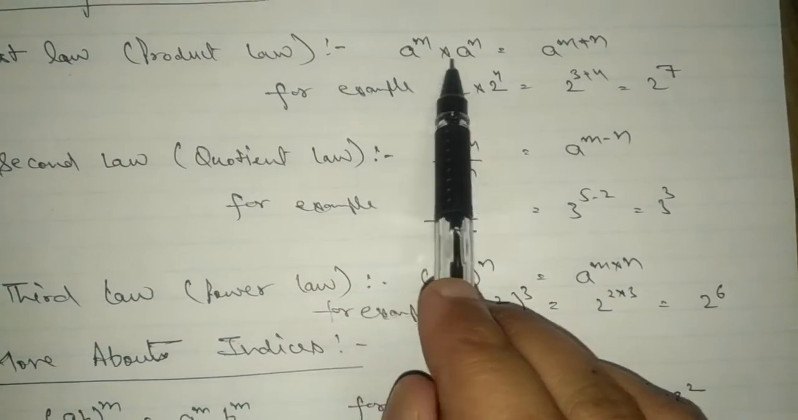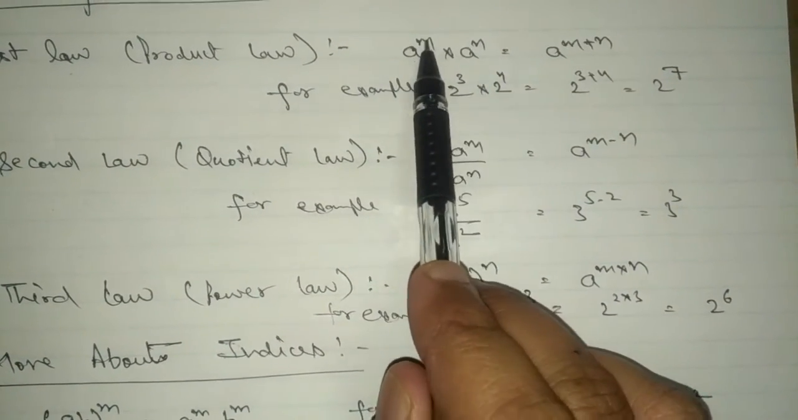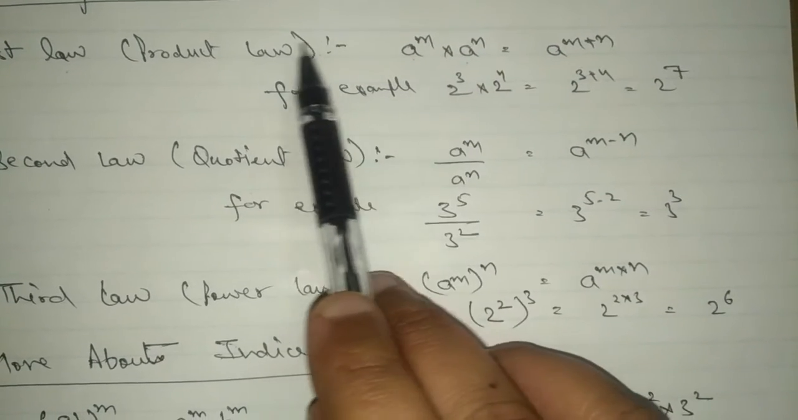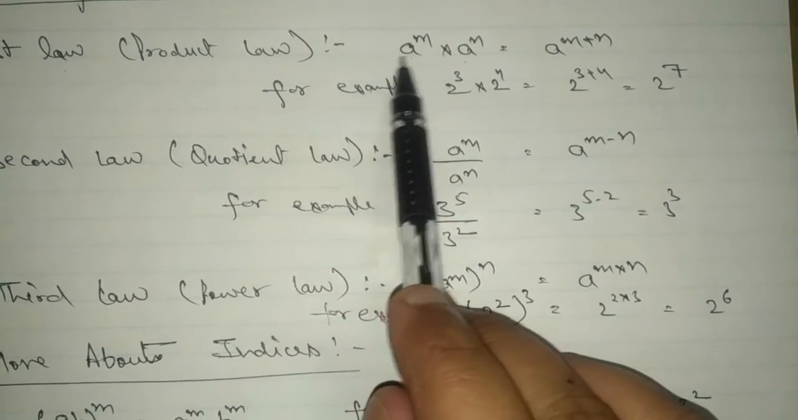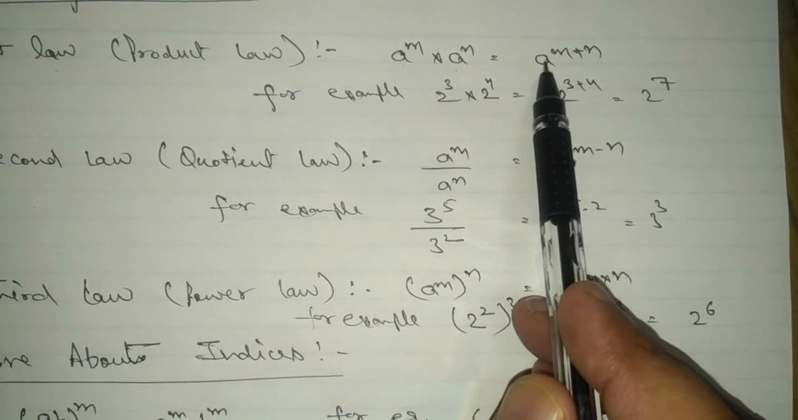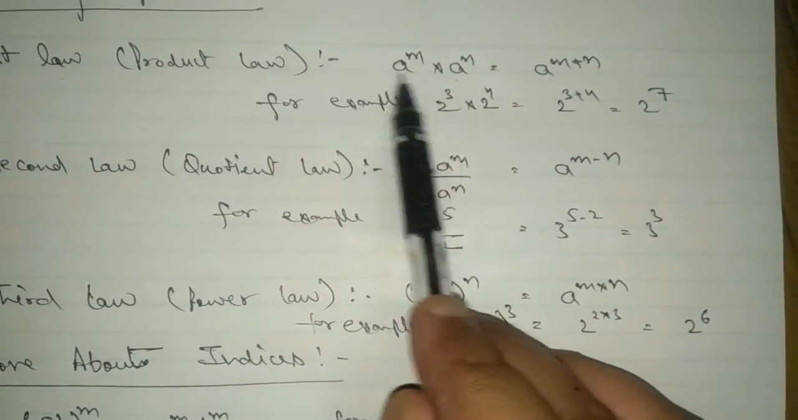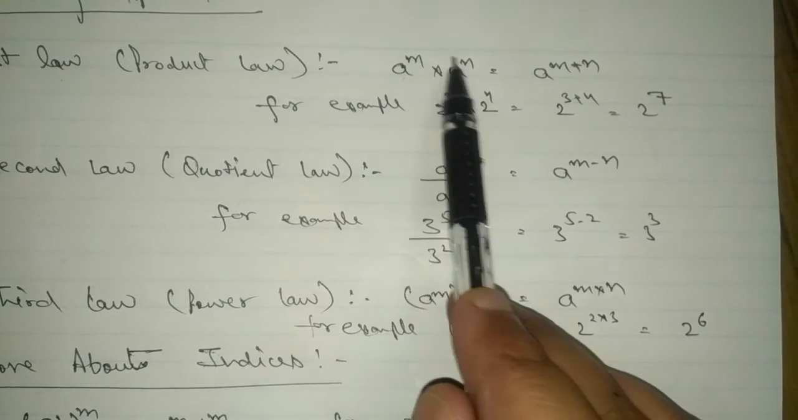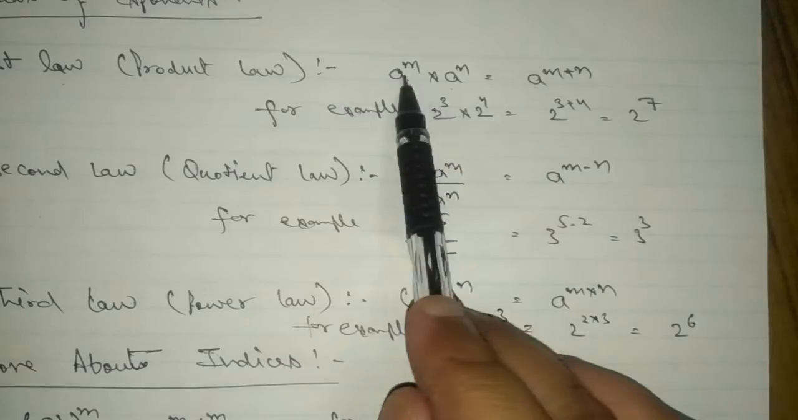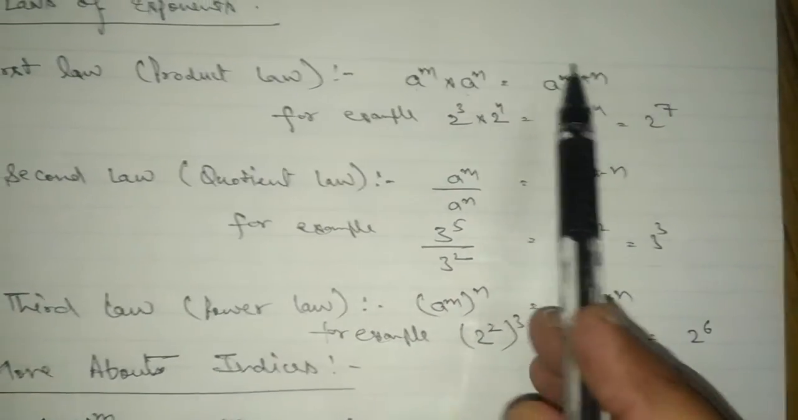If the bases are equal, a to the power m and a to the power n, in the first law of exponent, that is the product law, the powers will be added. Both the bases are equal and the powers are m and n. So a to the power m plus n. If it is in multiplication, the powers will add.